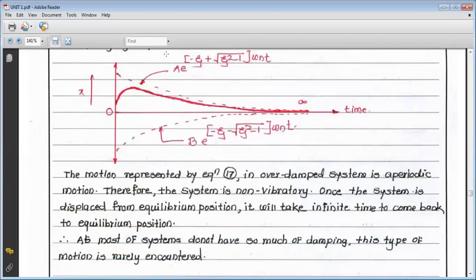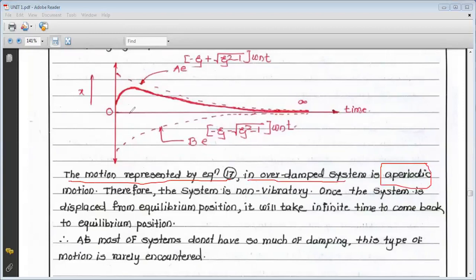Now from this graph, what are the conclusions or the significance of this overdamped system? The first significance is that the motion represented by equation 17, the overdamped system, is aperiodic, because it is only on the upper side of the mean position. In case of periodic motion, it is on the upper side also and on the lower side also. But this is only on the upper side, so the motion is aperiodic.